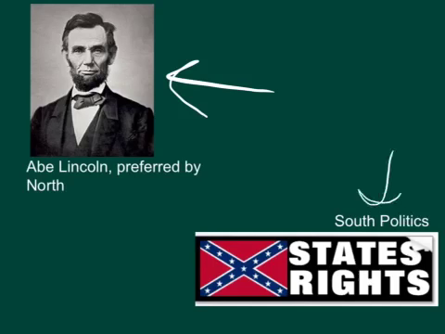In the South, they believed strongly in having slavery. They did not want it to be abolished. They also believed that states should have individual state rights rather than a strong central government.